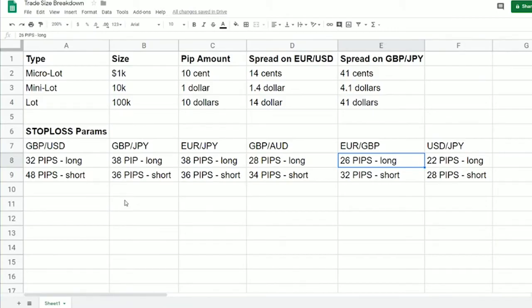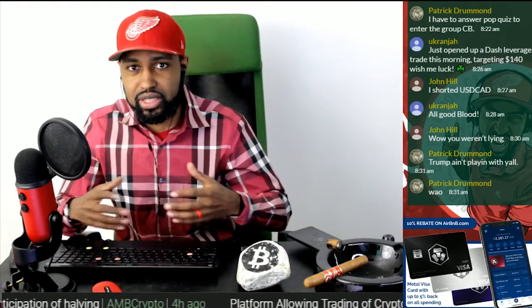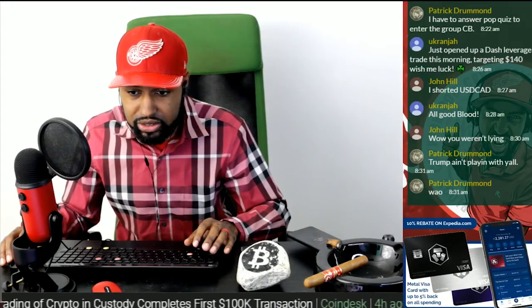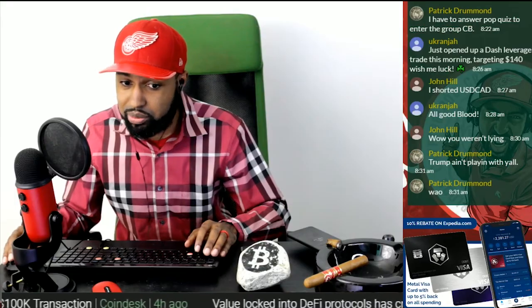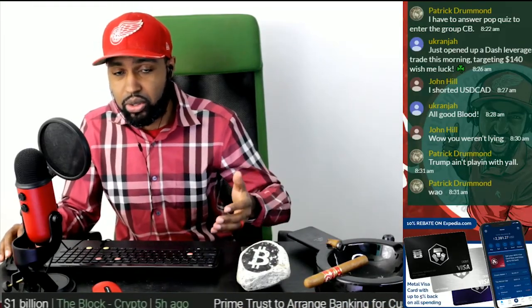So that's how you determine what your lot size should be. The more lots or the more pairs you trade, you probably want to reduce your lot size, because you have to calculate all the other exposures you have on the table. So if you have $300, then you probably don't even want to trade one mini, to be honest with you. You may want to trade maybe 5 micro lots, which would be like 50 cents per pip.